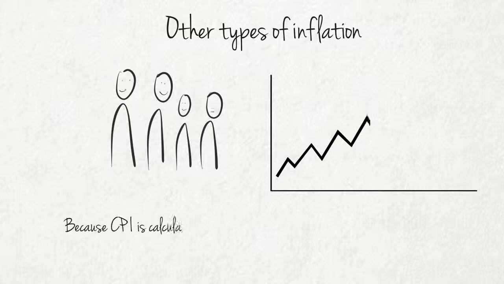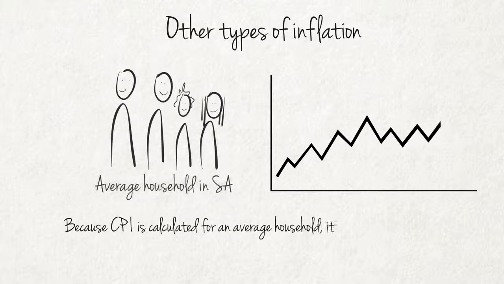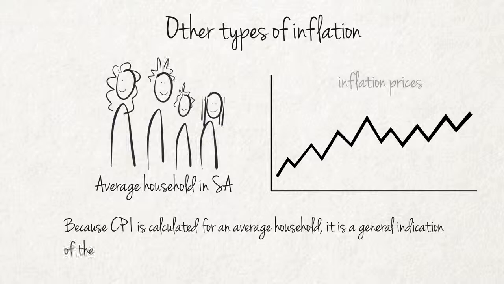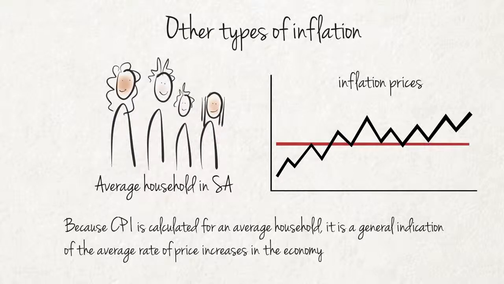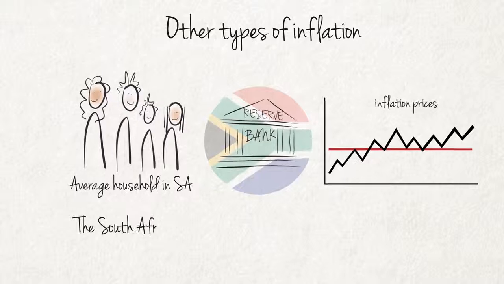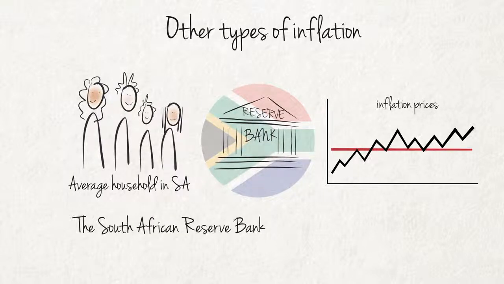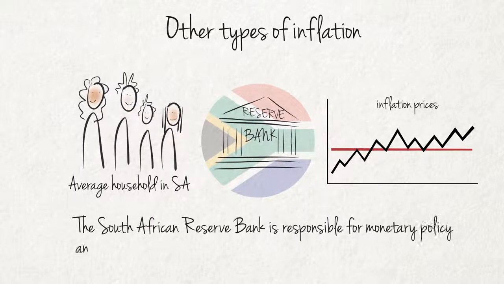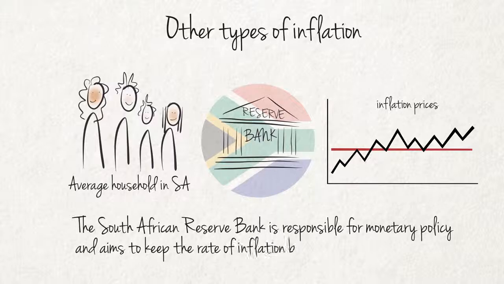Other types of inflation. Because CPI is calculated for an average household, it is a general indication of the average rate of price increases in the economy. This is also a major reason why the measure is used for monetary policy purposes. The South African Reserve Bank, the central bank, is responsible for monetary policy and aims to keep the rate of inflation between 3 and 6% per annum.